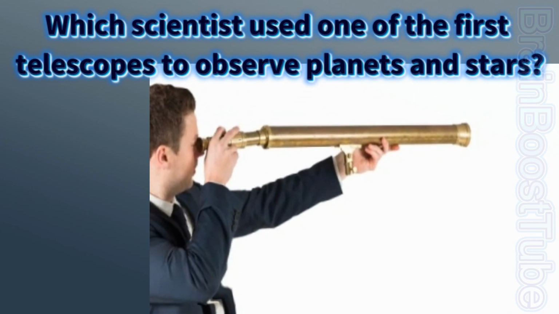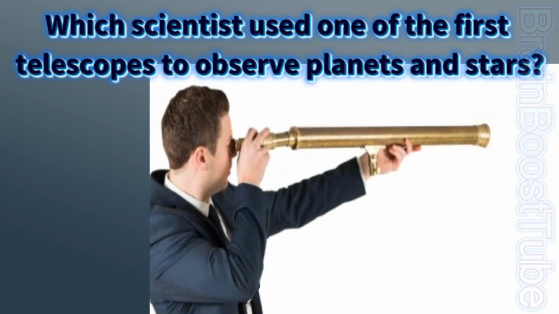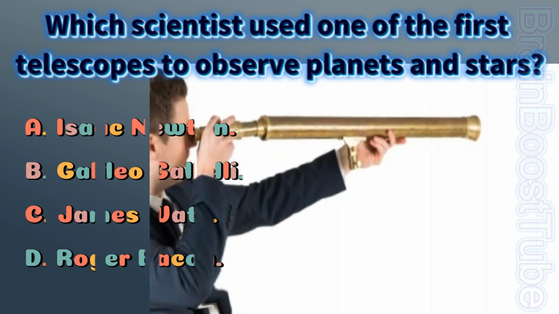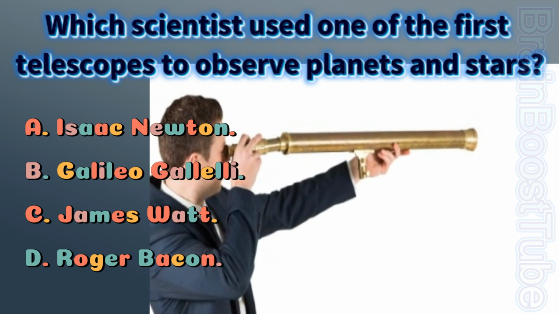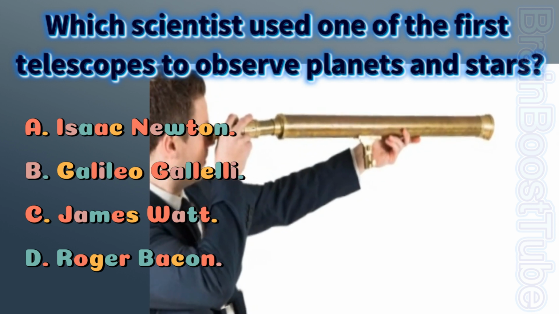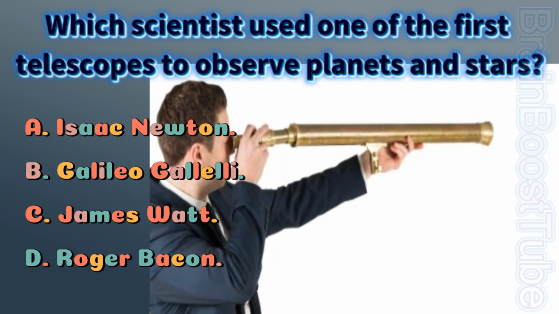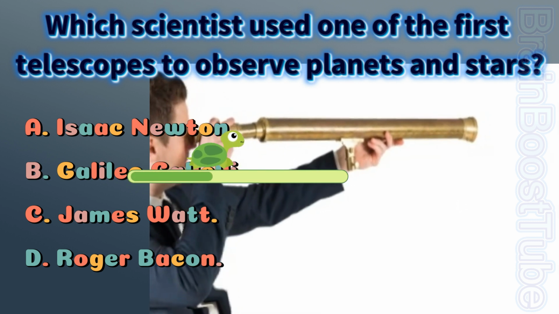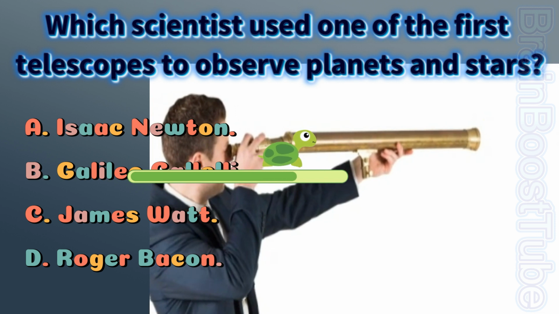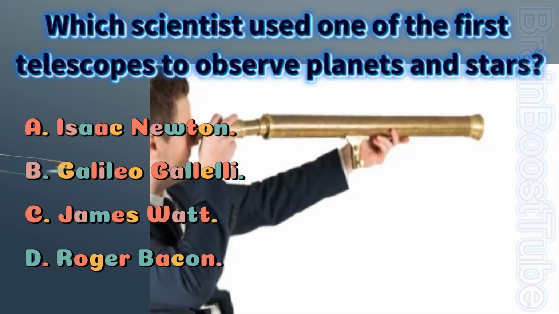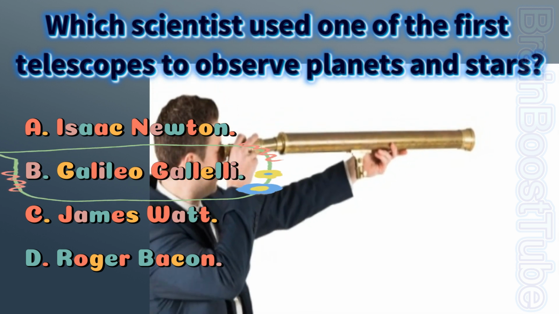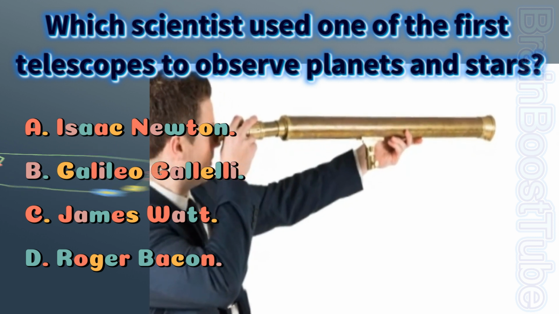Which scientist used one of the first telescopes to observe planets and stars? A. Isaac Newton. B. Galileo Galilei. C. James Watt. D. Roger Bacon. Correct answer is B. Galileo Galilei.